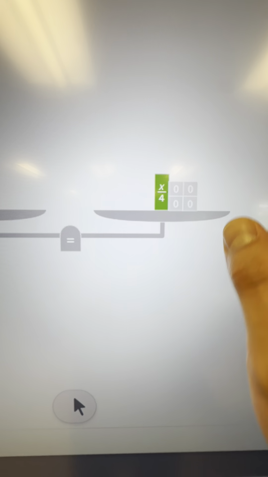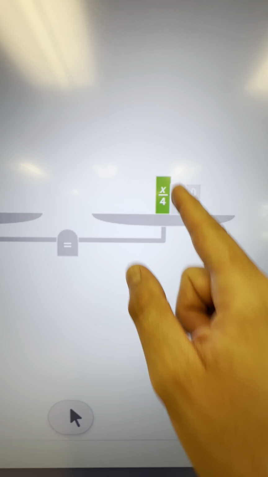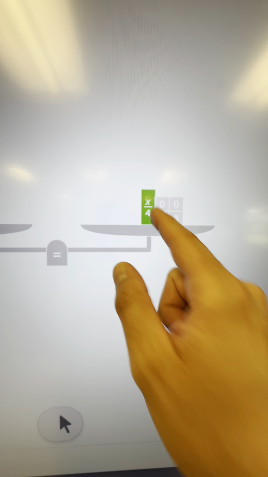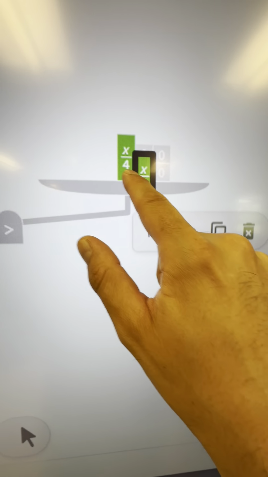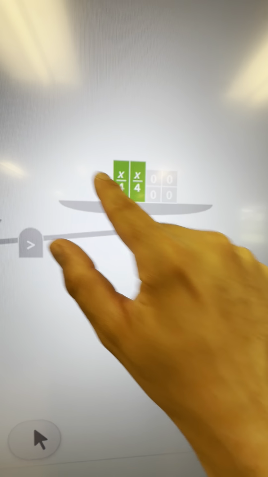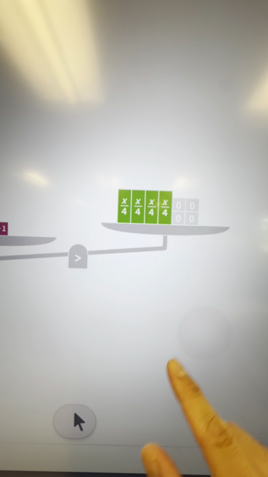Next, we don't have a full x. Again, we're solving for x. We want 1x, but this is 1/4 of an x. So you just ask yourself how many of these you need to make one whole amount. To do that, I'm going to make 4 copies because you need 4 of them to make a whole. So I made 4 copies of this. That's going to give me 1x.